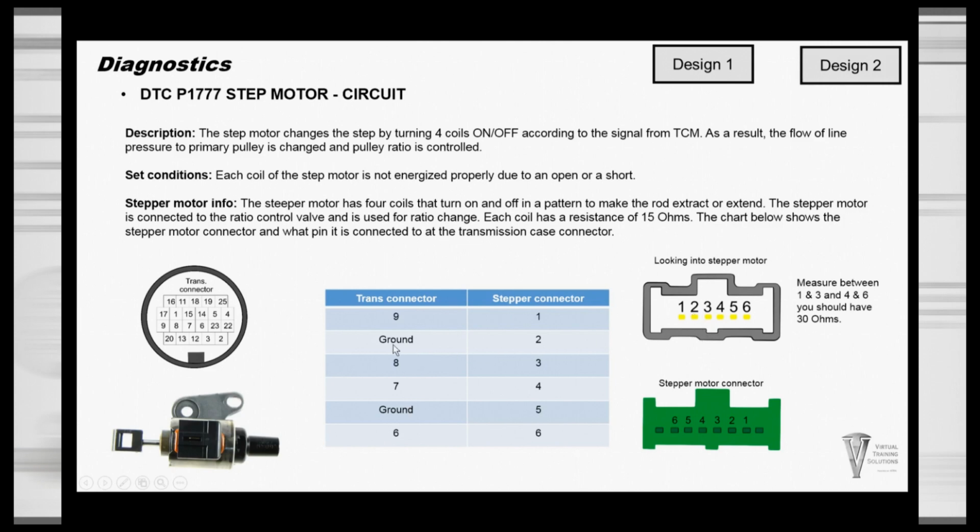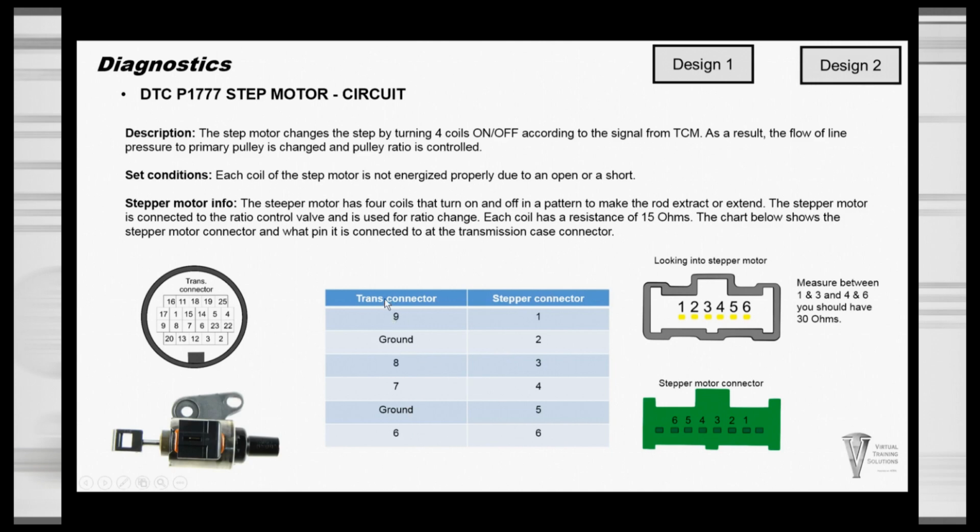See this pin number 2 right here is ground. So it's a common ground between 1 and 3. Same thing here. Pin number 5 is ground, and you can check the resistance between 4 and 5. You should get 15. 5 and 6, you should get 15.